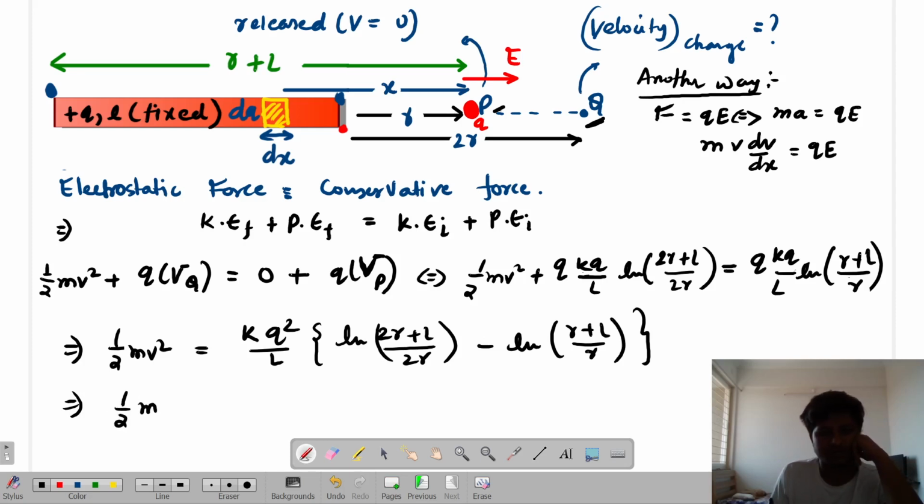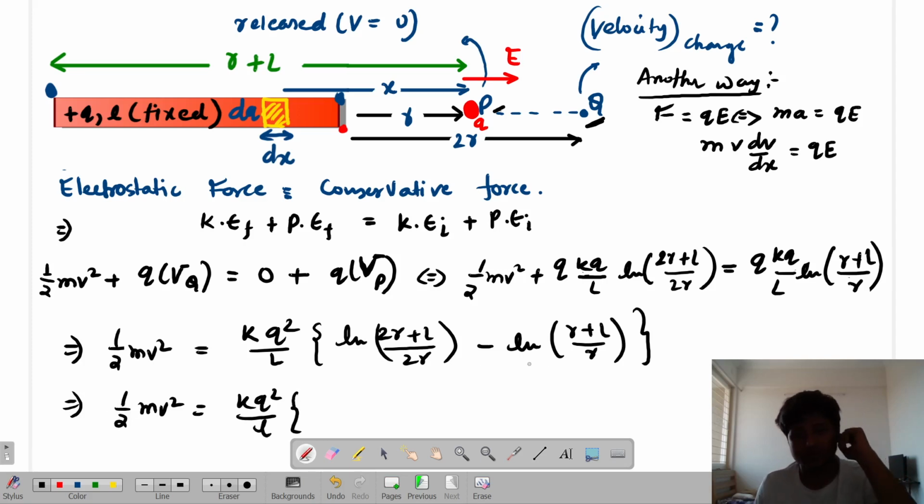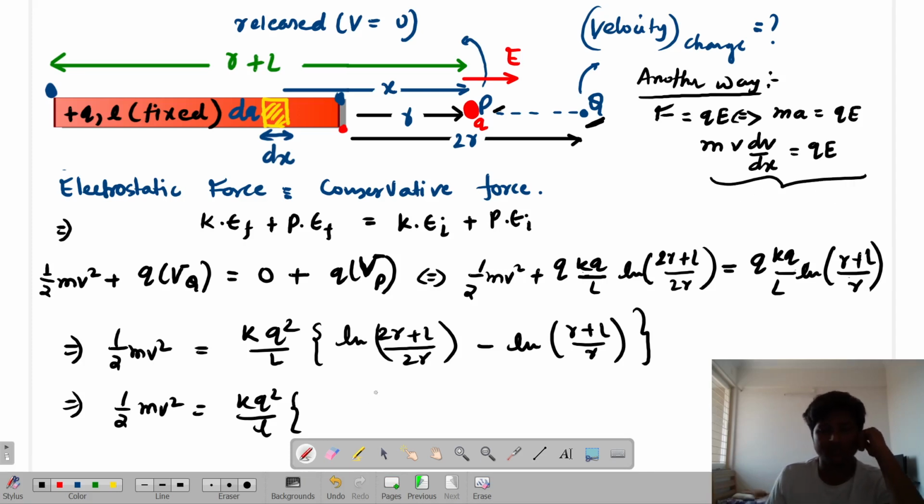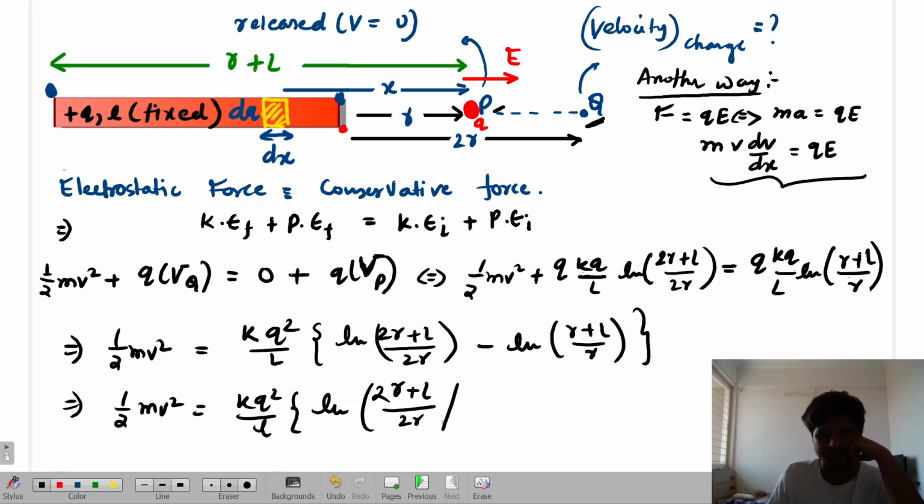Half mv square is equal to kq square by L. That's why I told you, now think how hard it would have been to follow this equation. How much integration you have to do, right? So this becomes ln of (2r plus L) divided by 2r, divided by (r plus L) divided by r. I'm writing it as multiplication: times r divided by (r plus L). That will be it. So you look over there, r and r got cancelled.